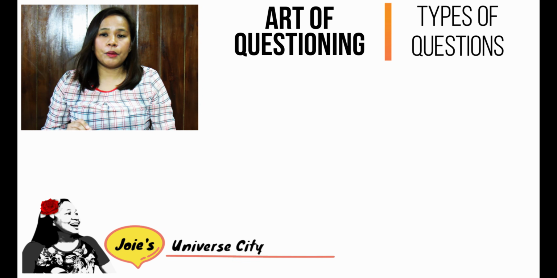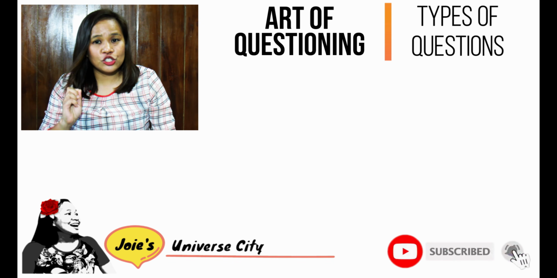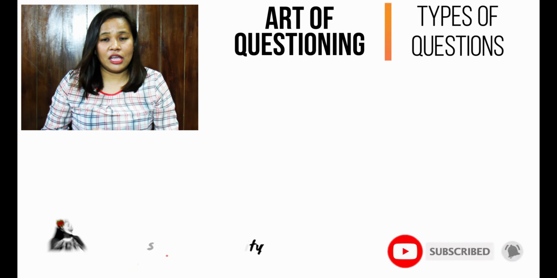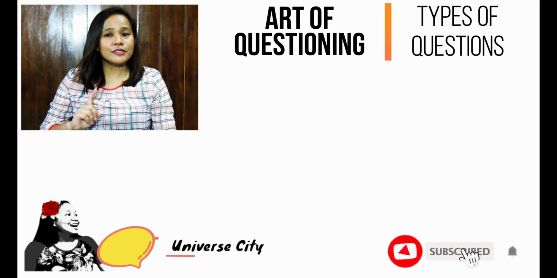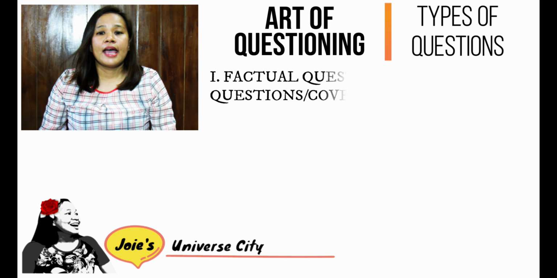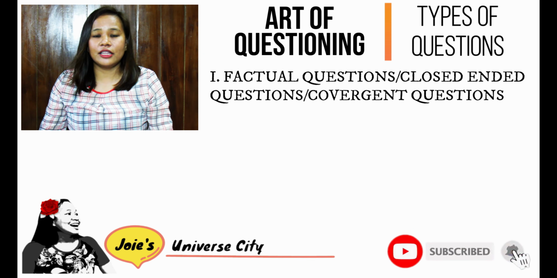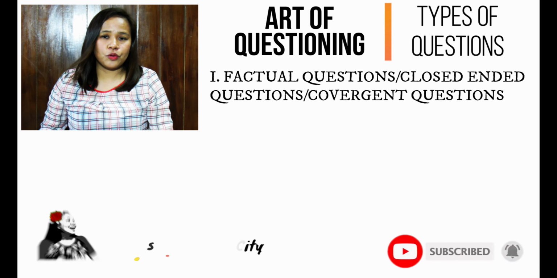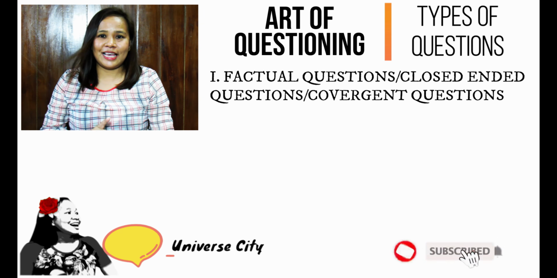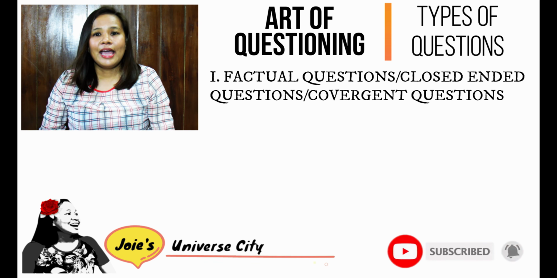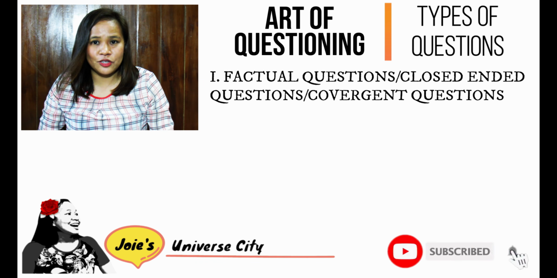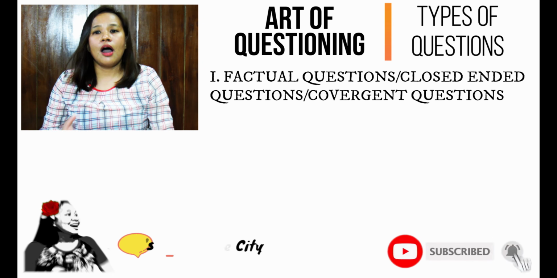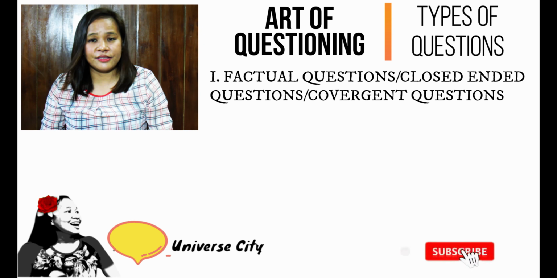That's why today I would like to come up with the second part of that video, because I'll be discussing the different types of questions that teachers could use in the teaching and learning process. The first type of question that I'll be discussing is the factual questions, or others would call them close-ended questions or convergent questions. Among the different types of questions, I think this is one of the easiest to formulate, easiest to construct, and easiest to assess at the same time, because there is only one answer. There is a specific answer for these kinds of questions.